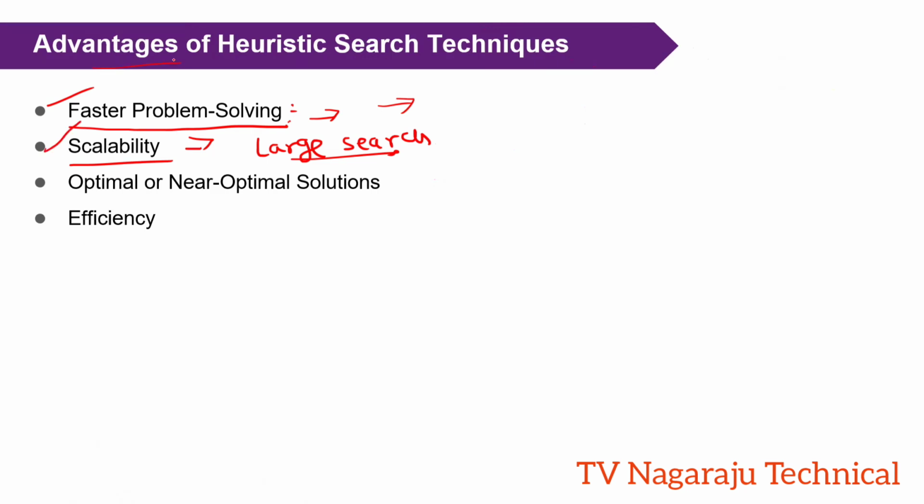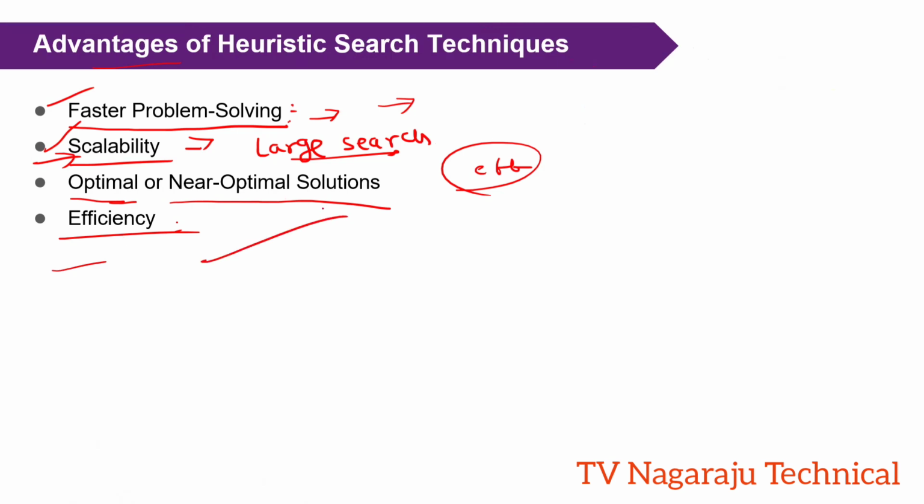Why? Suppose there is a large data set, if you are not using heuristic search, multiple paths are there. But if you are using heuristic search, it reduces the complexity. By using this, you can find the exact optimal solution or near-optimal solutions. That is also possible with balancing efficiency and with good accuracy. Finally, the efficiency for finding the exact solution is also increased by using this heuristic search.